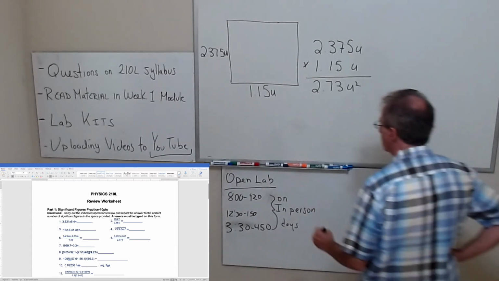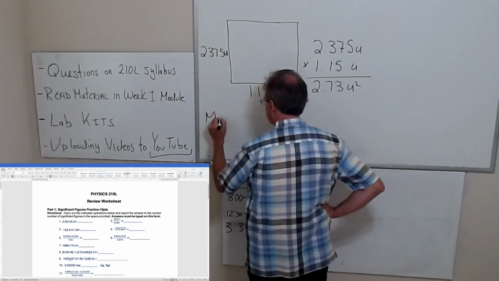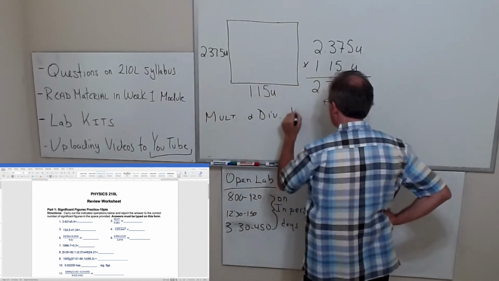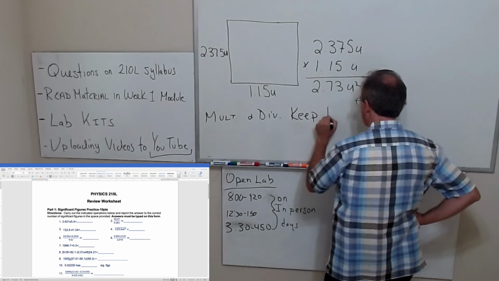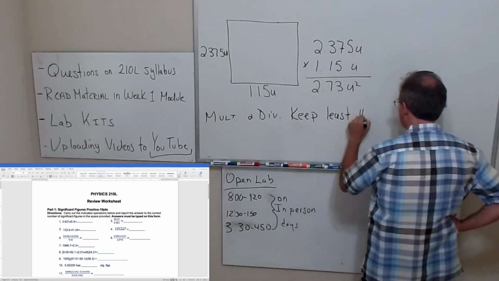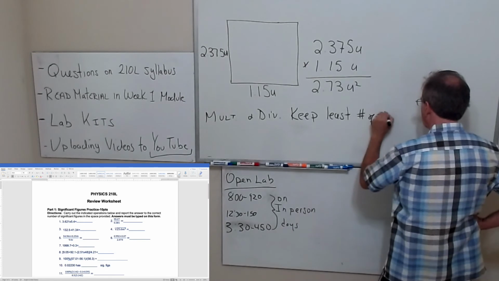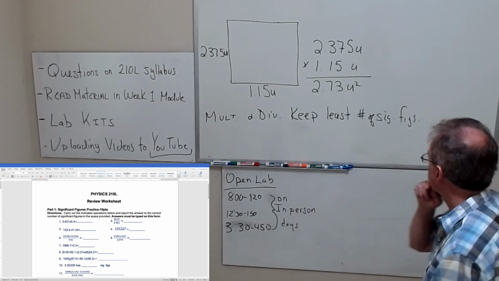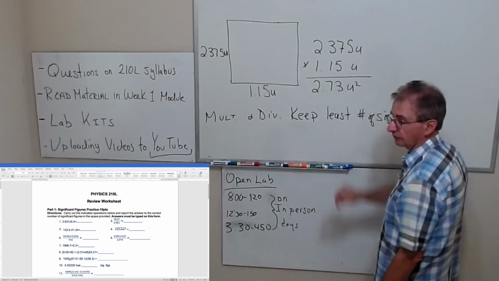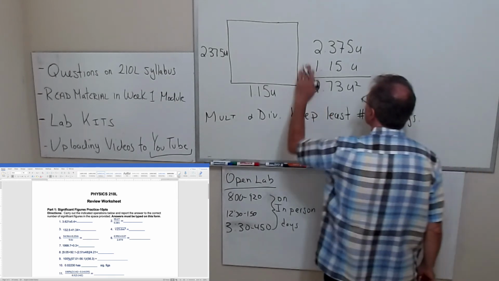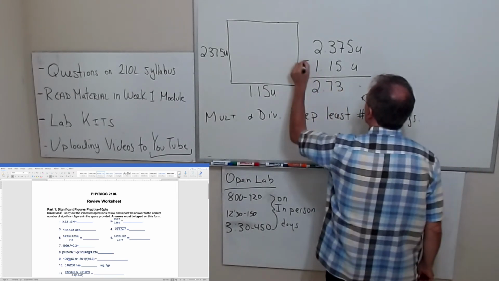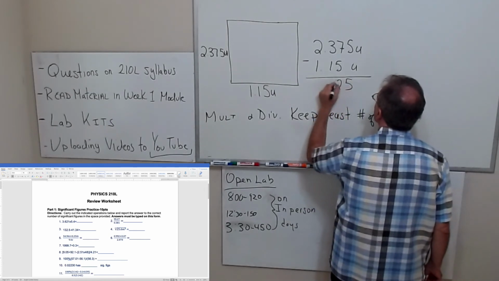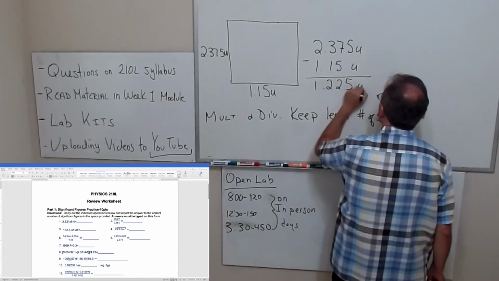So the rules for multiplication and division: you keep the least number of sigfigs. Okay? So it's the same rule for division. Now, what if I were going to add these two numbers? Actually, what if I were going to subtract these two numbers? If I subtract them, I get, how's that?